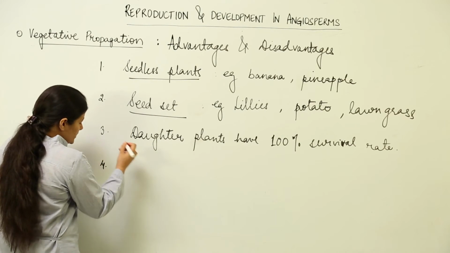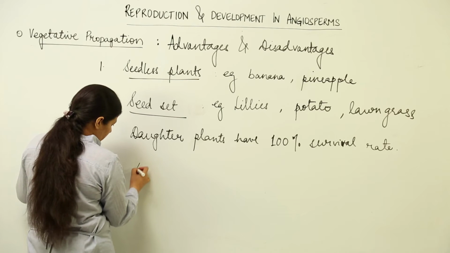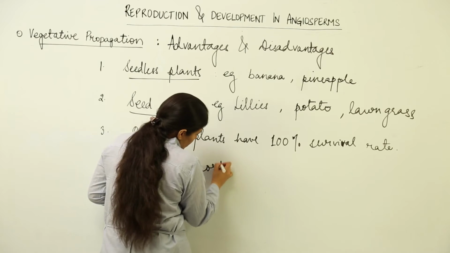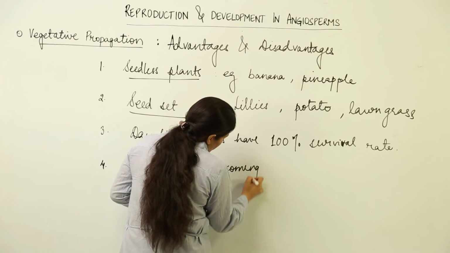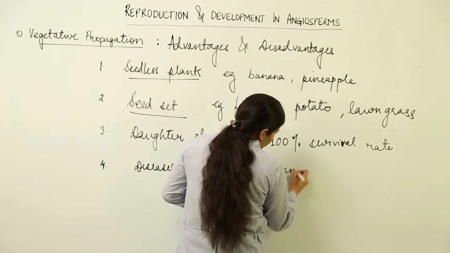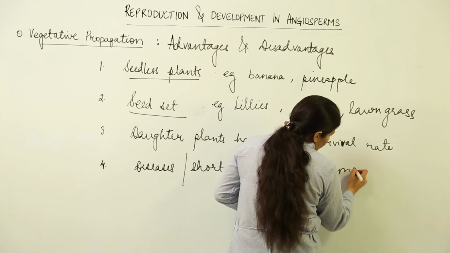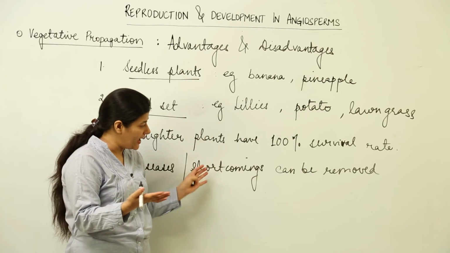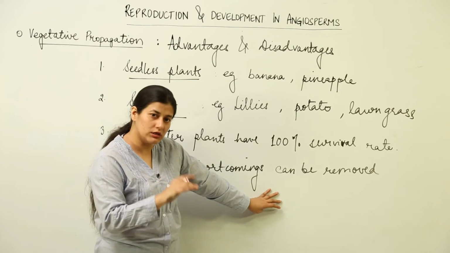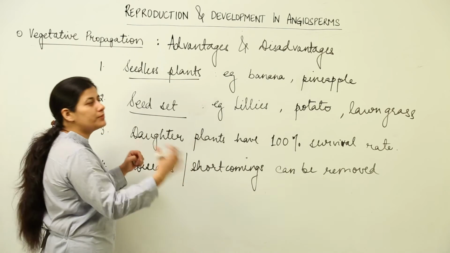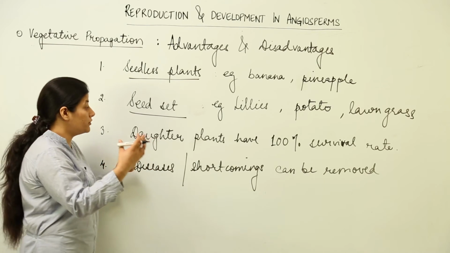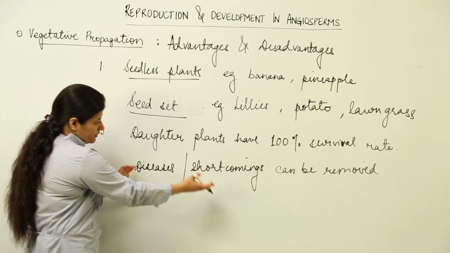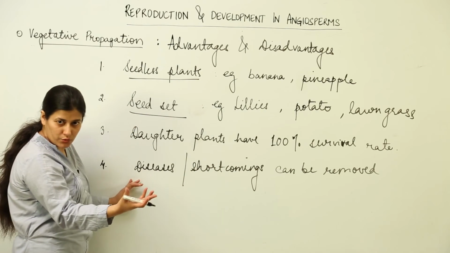Then supposedly there is some disease. Diseases or shortcomings in the plant from the horticulture point of view can be removed. Now, how can they be removed? Simply by pruning or cutting, you can get rid of the region which is having the disease, and the plant can be having the shortcomings removed. The plant that you obtain after removing the shortcomings would be the best possible that you could ask for.